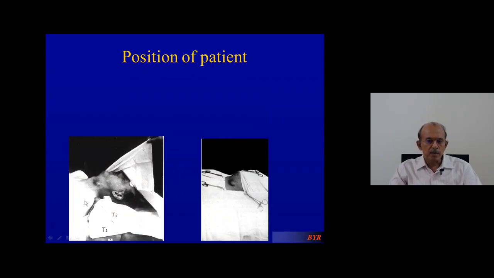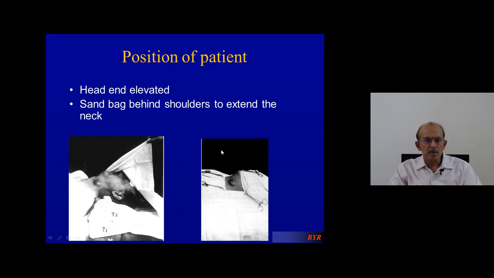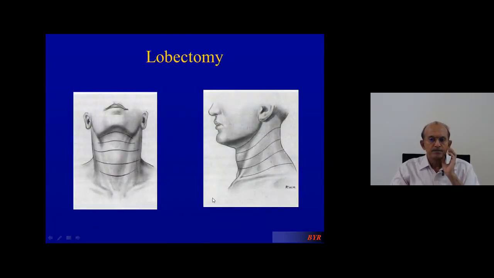So this is the position of the patient. You have to keep a sand pillow or sandbag behind the shoulders of the patient. This will make the neck extended. So keep the neck extended, drape the head, and elevate the sandbag behind the shoulders to extend the neck, with protection to the eyes. You make an incision in the crease lines of the neck. These are called the crease lines.